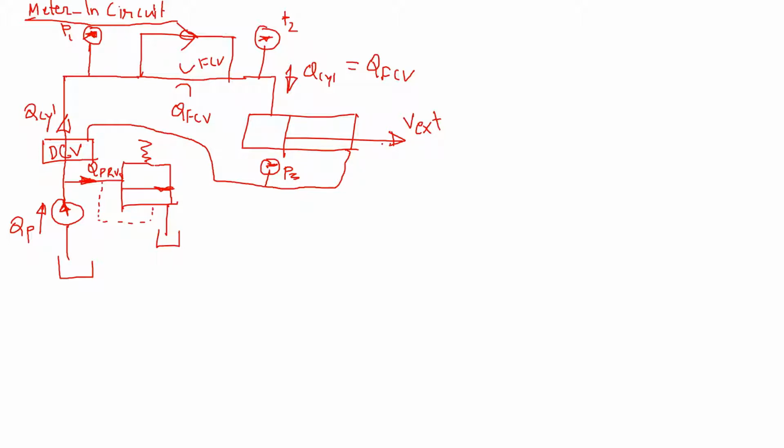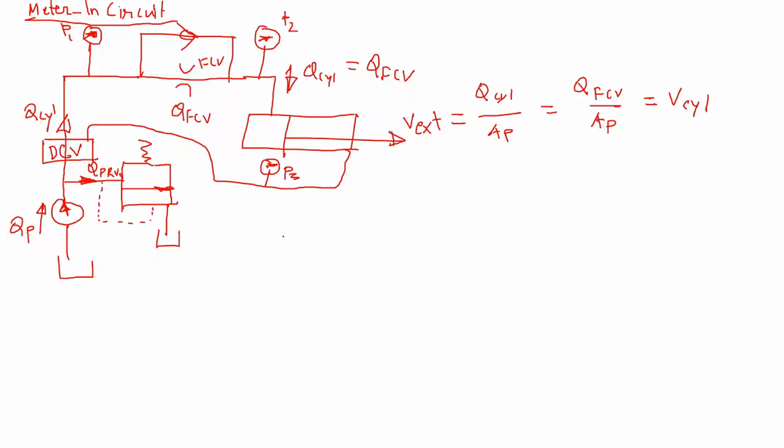So the way it is calculated, as we know, the velocity is the flow rate divided by the area of the piston. So whatever is coming to the cylinder, which is also equal to the flow rate through the flow control valve, divided by the area of the piston. So that is how we can calculate the velocity of extension, or we can say the velocity of the cylinder.